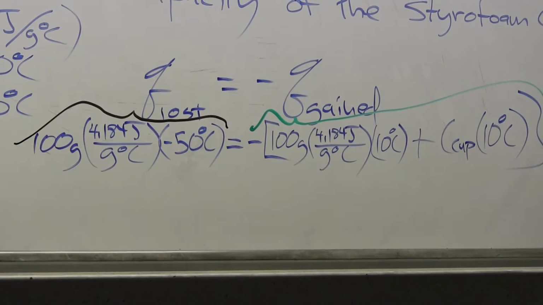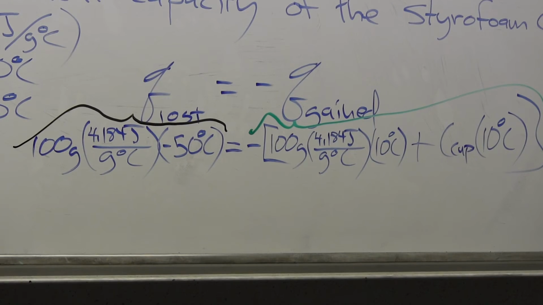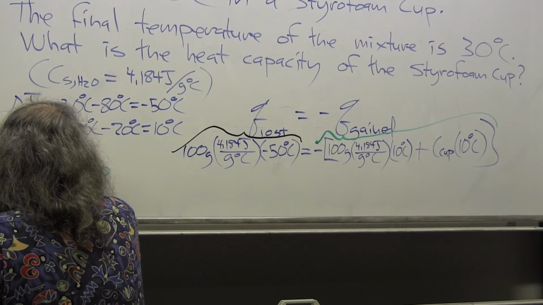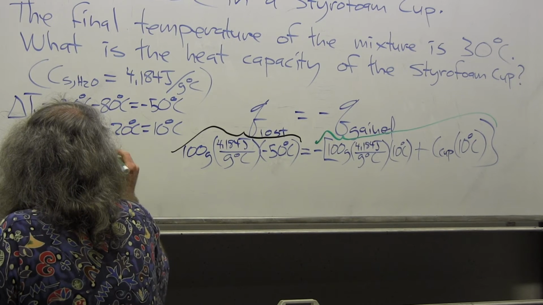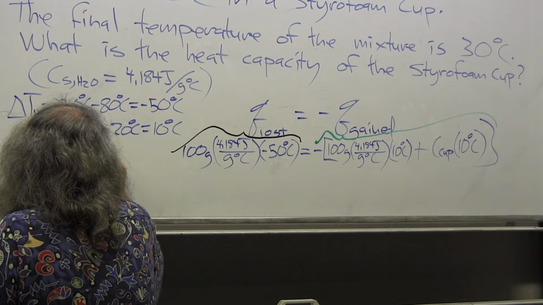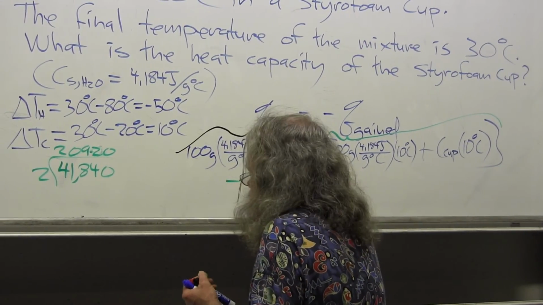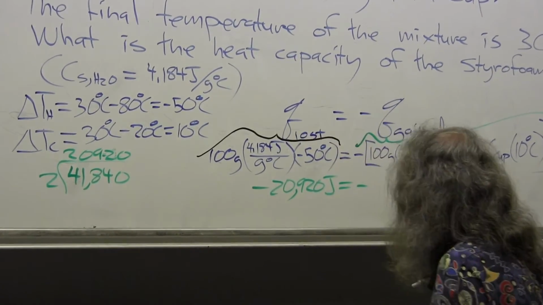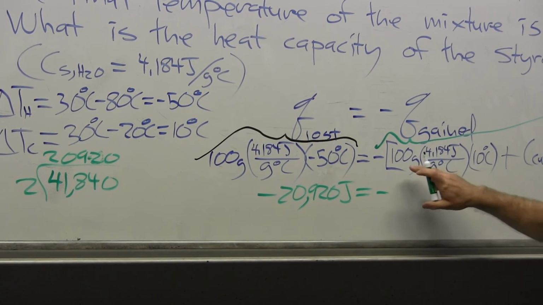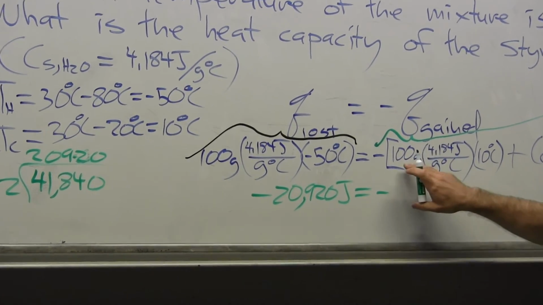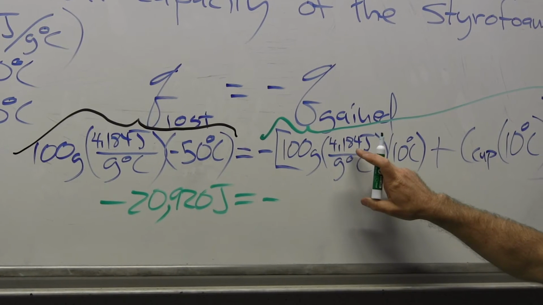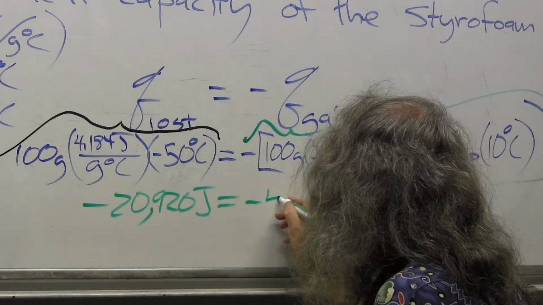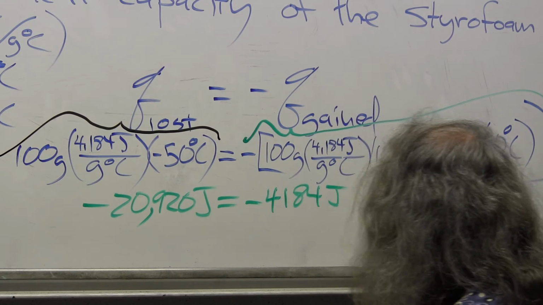So 41,840 divided by 2 is 20,920. So I end up with minus 20,920 joules is equal and opposite to. And now I do the same thing here, and this is going to be even easier because I have nothing but ones. So I have 100 times 4.184 is 418.4. 418.4 times 10 is 4,184. So it's minus 4,184 joules. And now I have to distribute.